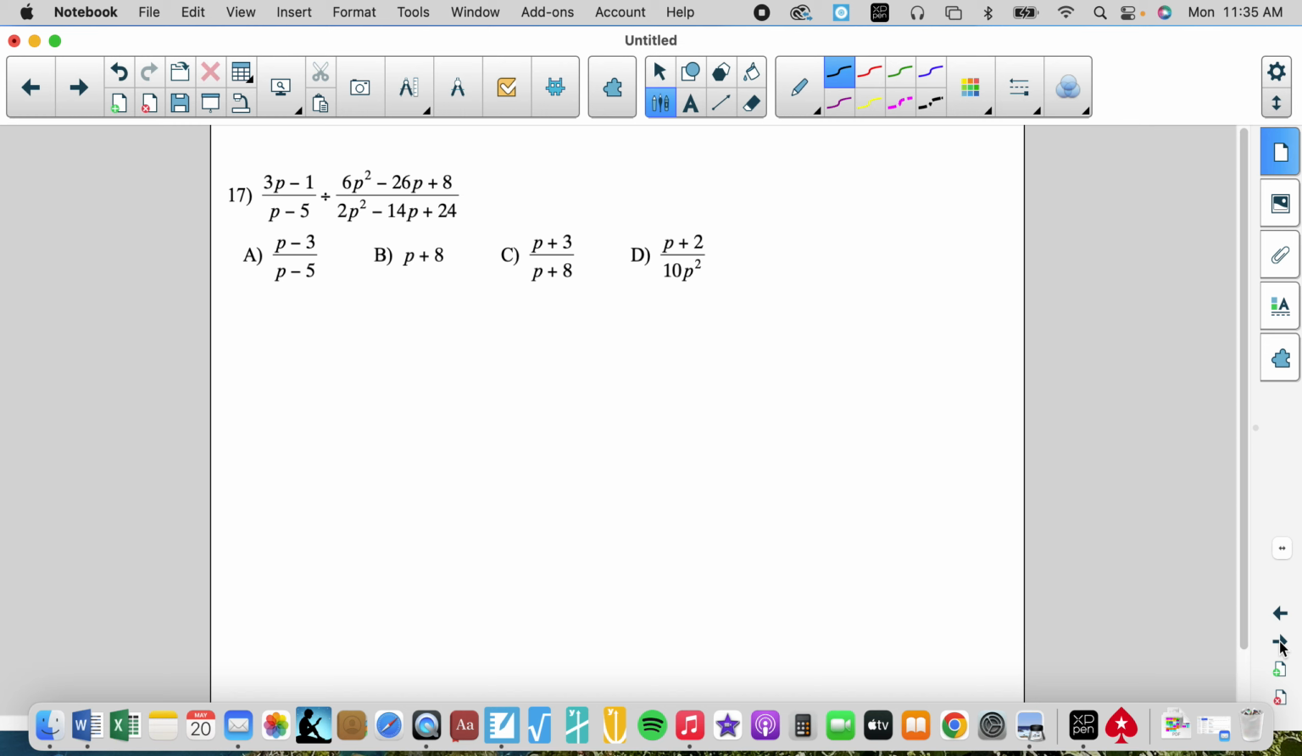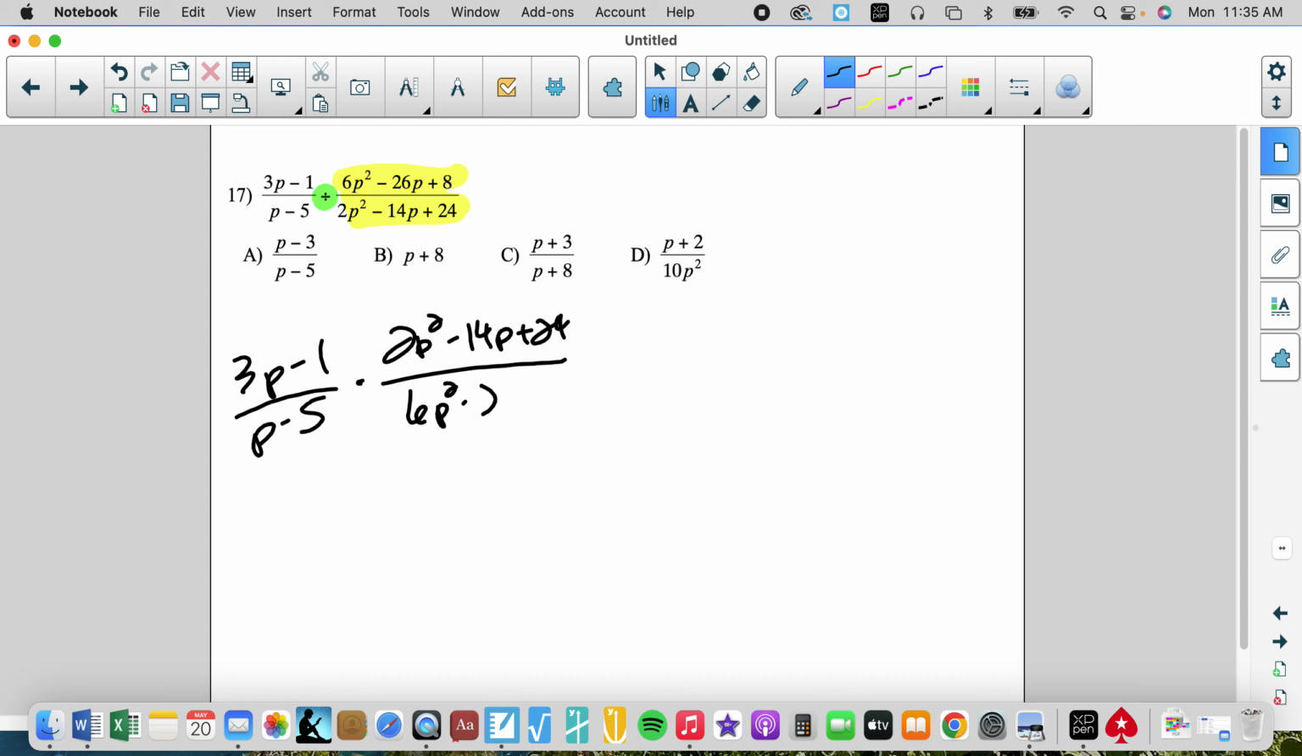Now we got to do some work. What I would say is I would just flip before I start factoring. I would convert the division to multiplication by taking the reciprocal of both of those, and then I would do the work. So 3p minus 1 over p minus 5 times, and I wouldn't do anything just yet. I would just rewrite it. And 6p squared minus 26p plus 8. Now I'm going to have to do a times c with that. Oh, and I have a common factor first. Let's look at the denominator. This one also has a common factor, and then I would do a times c.